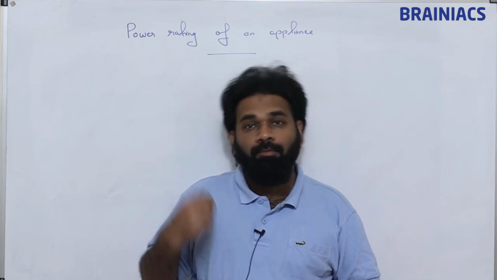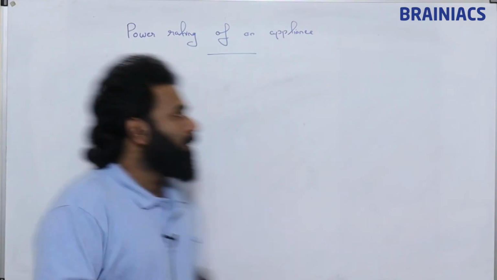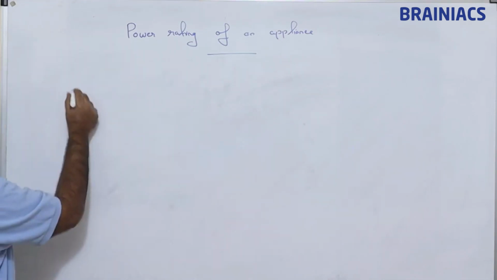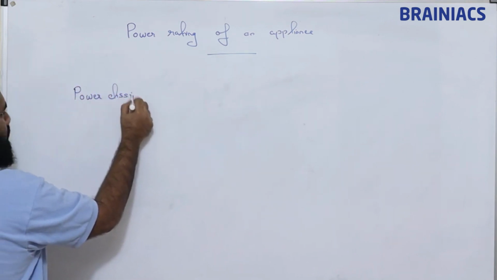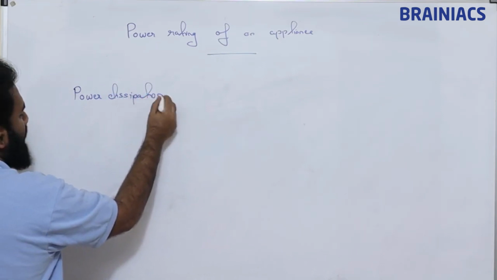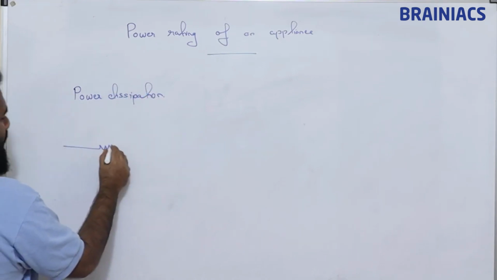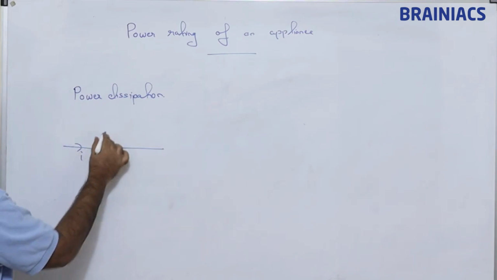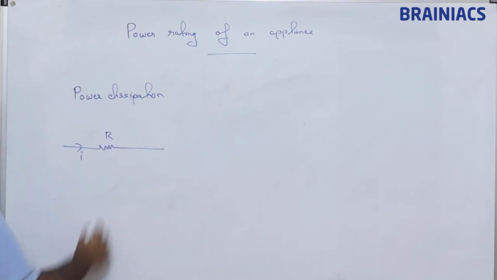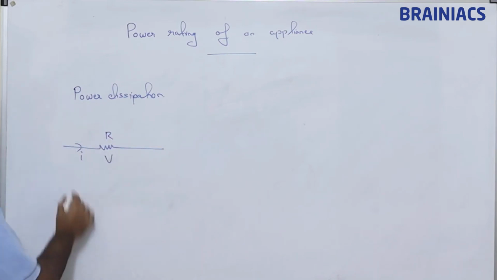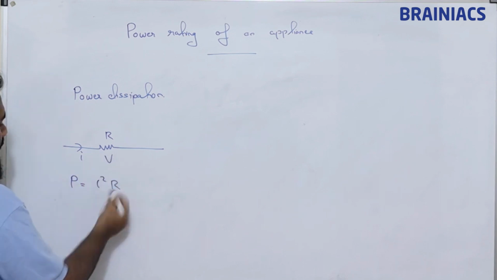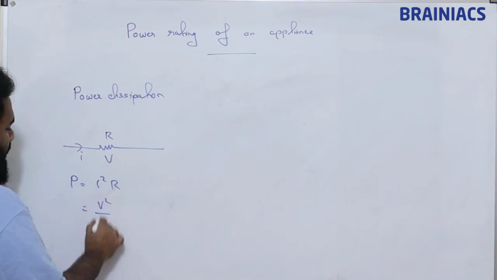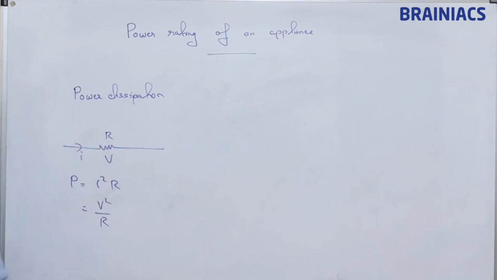So we have studied about power dissipation. Okay, power dissipation we have studied. Suppose a current I passes through a resistance, and there is a V voltage drop, then the power dissipation we say is I square R or V square by R. This is power dissipation.